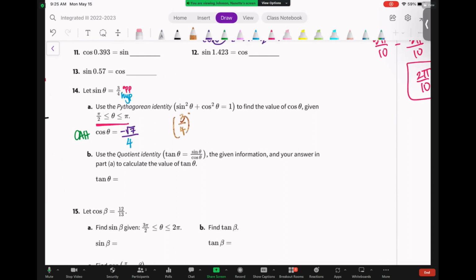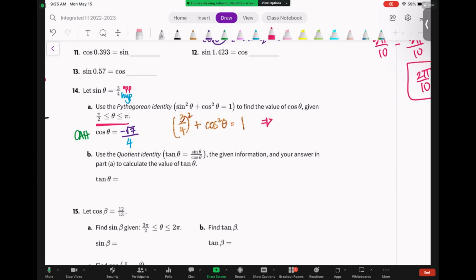Sorry, I don't know why I'm using this pen, but that's okay. Plus cosine squared, which is going to be my cosine squared. So I'm going to say cosine squared, I don't know what that is, equals 1. And then I'm going to solve this, right? So solving this would look like this.